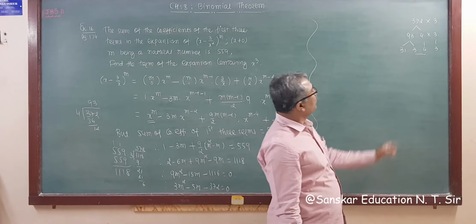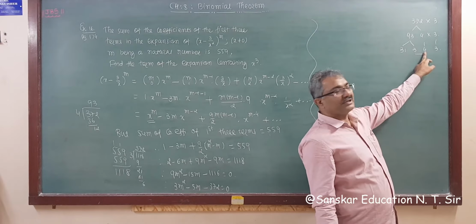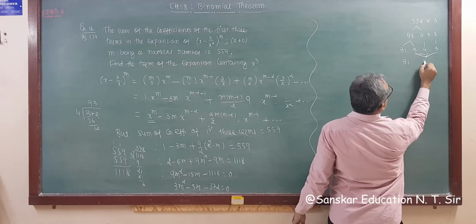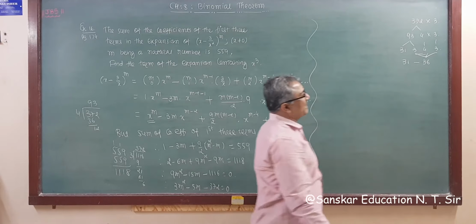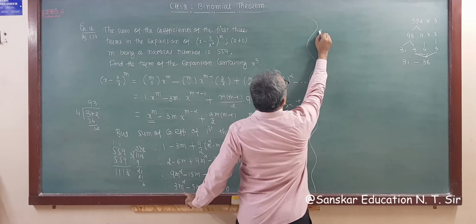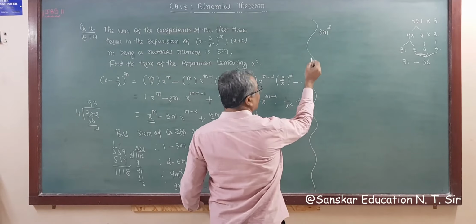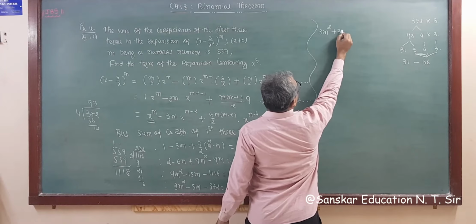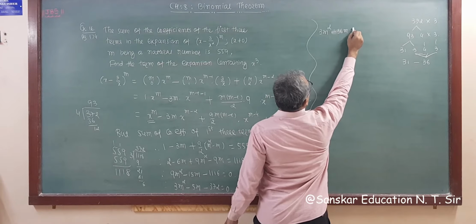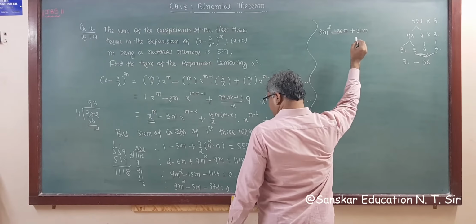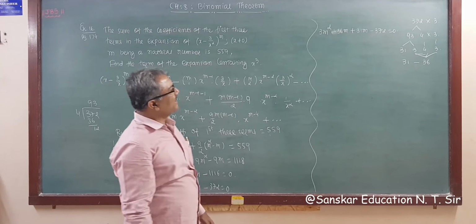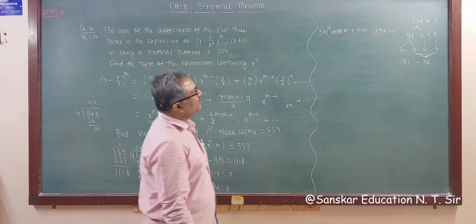So what to do? 3 into 3 is 9, into 4 is 36, and 31. So 31 and these all combine to 36, and 31 minus 36 is minus 5. So therefore we get 3m squared minus 36m plus 31m minus 372 is equal to 0.